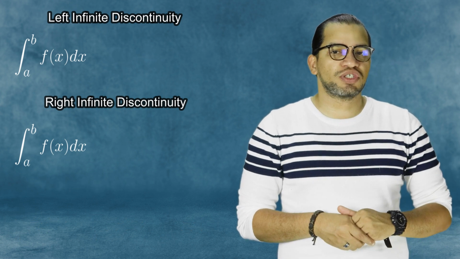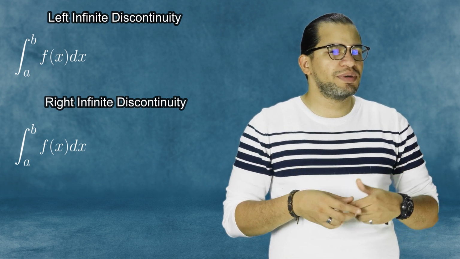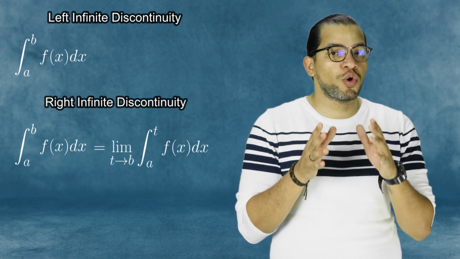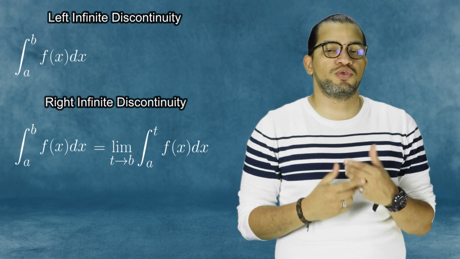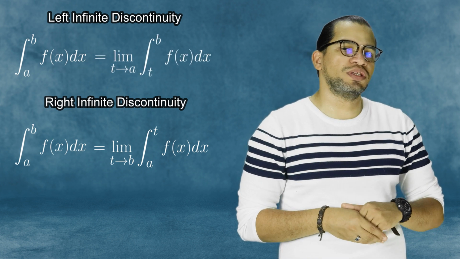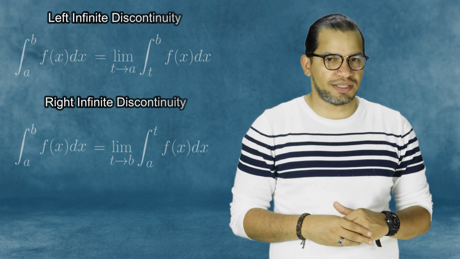In all of the previous cases, we are going to take a limit, but the question is, what kind of limit are we going to take? Well, for the first case, we're going to take the limit when t goes to b from the left. And for the second case, we're going to take the limit when t goes to a from the right.